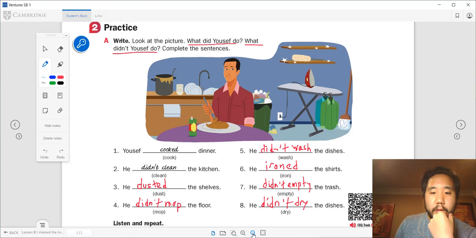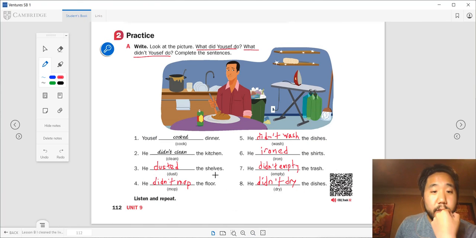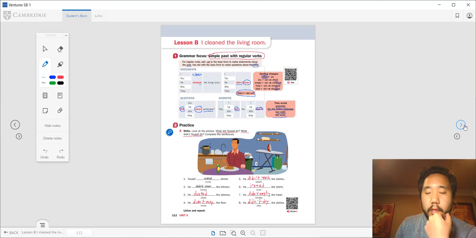Okay. So let's read this one time. Yosef cooked dinner. He didn't clean the kitchen. He dusted the shelves. He didn't mop the floor. He didn't wash the dishes. He ironed the shirts. He didn't empty the trash. Number 8, finally, he didn't dry the dishes. Okay, good. Now we're going to the next page.